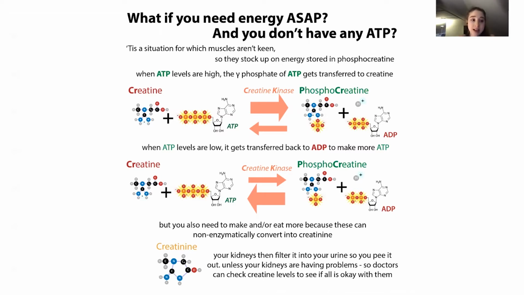But what happens is that about 2% of your muscular stores of creatine undergo this spontaneous ringification to make creatinine. And then this creatinine is going to just diffuse out of the cells. And then your kidneys are going to filter it into your urine, and you're going to pee it out. And so this is why you need to eat more, that's why you need to get creatine in your diet.